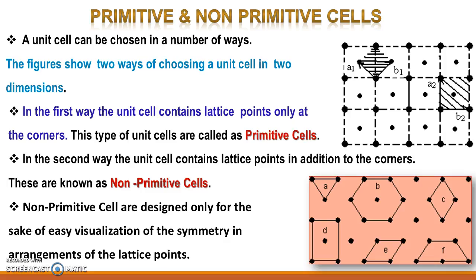Now we define the primitive cell and non-primitive cell. A unit cell can be chosen in a number of ways. The figure shows 2 ways of choosing a unit cell in 2 dimensions. In the first way, the unit cell contains lattice points only at the corners. This type of unit cell is called a primitive cell. In the second way, the unit cell contains lattice points in addition to the corners. These are known as non-primitive cells. Non-primitive cells are designed only for the sake of easy visualization of the symmetry in the arrangement of the lattice points.